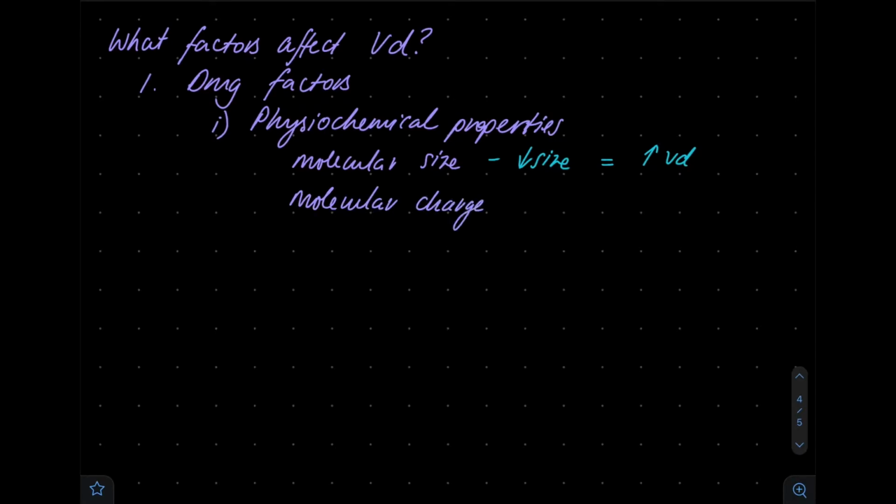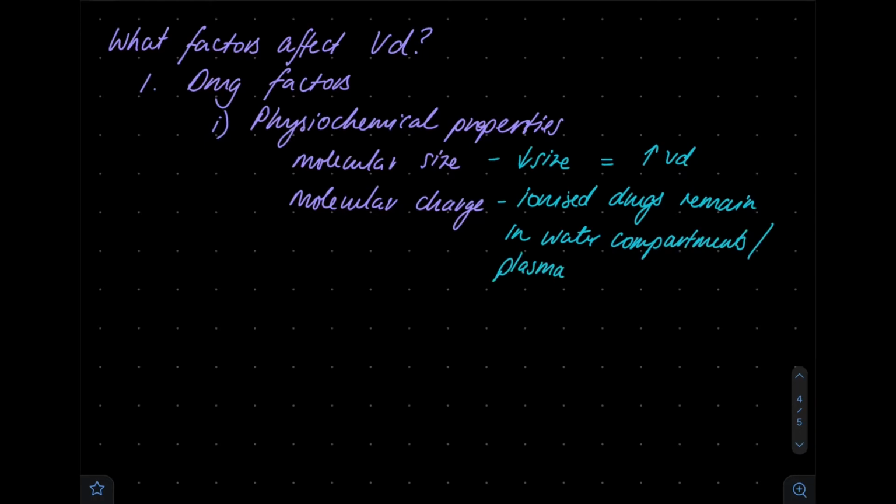Molecular charge will affect volume of distribution since ionized or charged molecules do not tend to cross cell membranes easily, and charged drugs tend to remain trapped in the central compartment, that is in the blood, so it will cause a smaller volume of distribution.